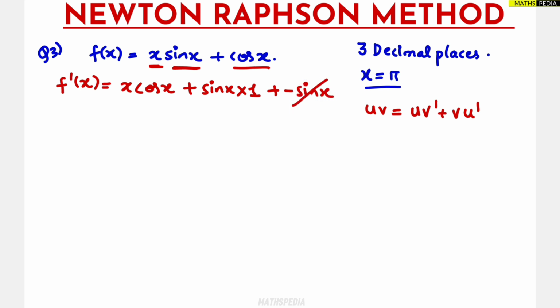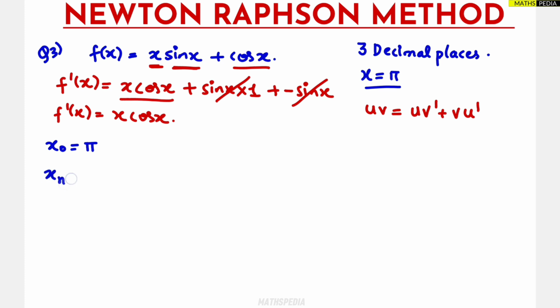So we can say that these two get cancelled, right? So what is left out? x cos x. So f dash of x is equal to x into cos x. So this part is done. Now we'll go for the formula. So x naught we are considering as pi. It is already given in the question.